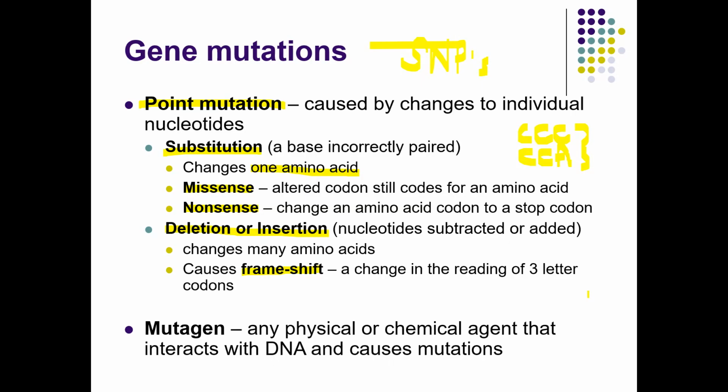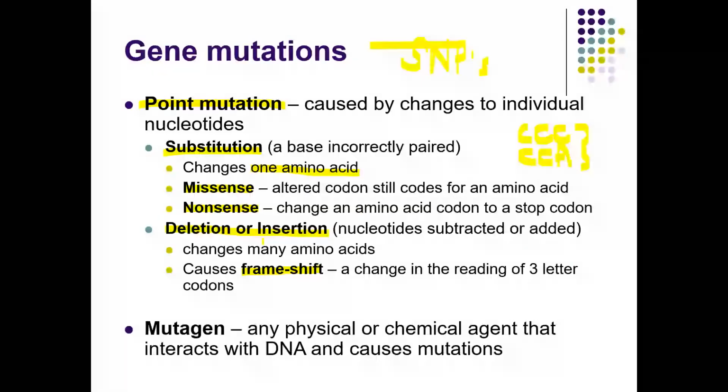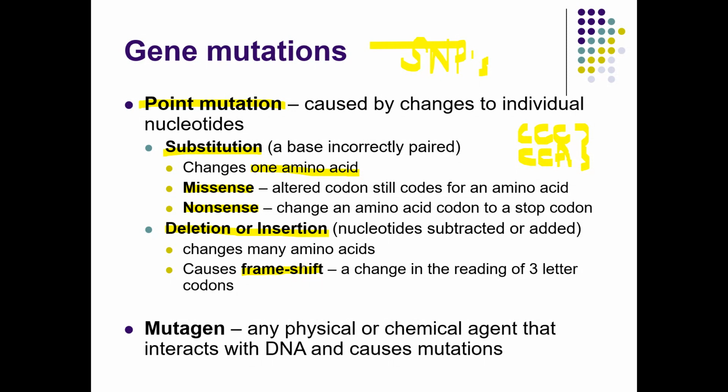Now, any mutation could be bad. Any mutation could be good. It all depends on where and what. But definitely a deletion or an insertion or a frame shift is going to lead to a greater change in the protein. This may affect one amino acid, could still be bad, but this is going to affect many amino acids. Now, anything that could lead to a mutation is called a mutagen, okay? So things like chemicals, radiation, toxins, anything like that could be considered a mutagen. And so most of our mutations are going to be these types, okay?